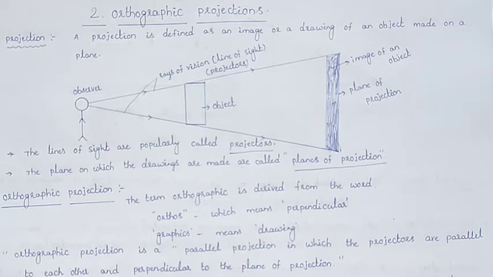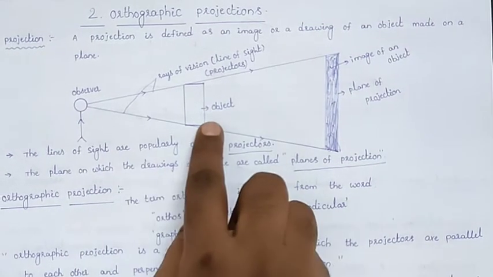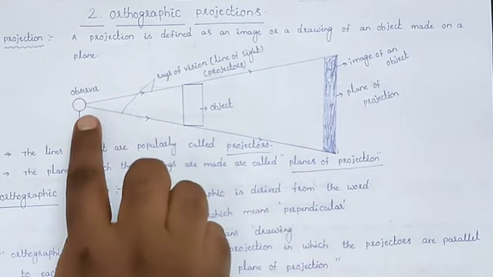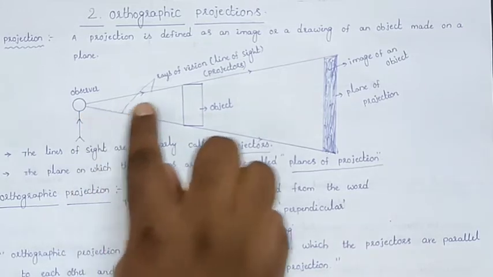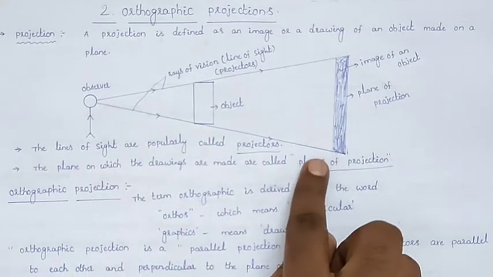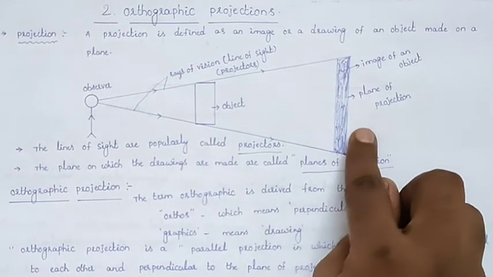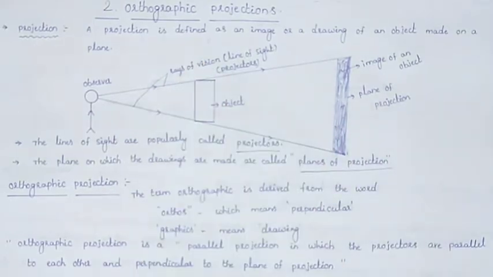So here, if you see, an observer is seeing an object. From the observer's eye, the rays of vision go in this direction through the object, and on the plane of projection we can see the image of the object. That image of the object we can call the projection.